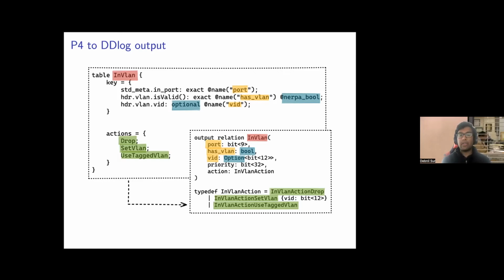The left side of the slide has a P4 match action table, and the right side has a ddlog output relation, which is generated by the tool. You can see the common structure that lets output relations be easily converted into table entries. P4 actions are converted into an enum in ddlog. We've annotated the keys in the P4 table with the names. Those names are then used for fields in the output relation. And the output relation also includes the priority and the action, so it can be easily converted to a table entry.